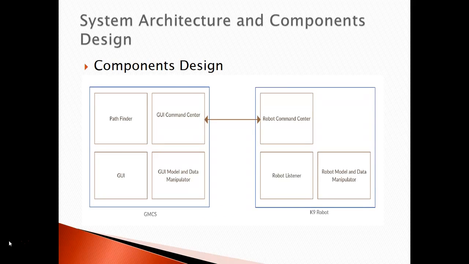Next is the components design. We have mainly two system components in this project, the GMCS, which is the host, and the canine robot. The GMCS enables the operator to communicate and remotely control the canine robot. Since the host has more computational power, most of the processor-intensive tasks such as data processing, pathfinding, etc. are done in the host. This information will then be sent to the robot side.